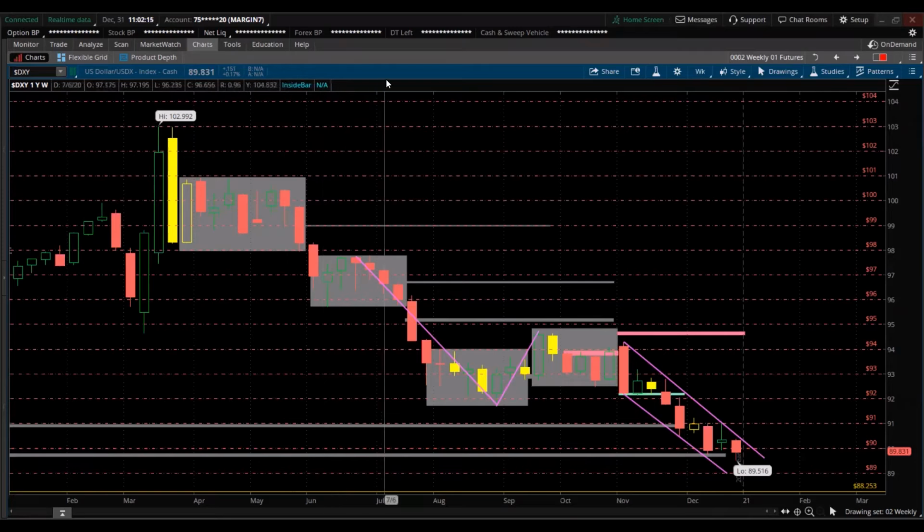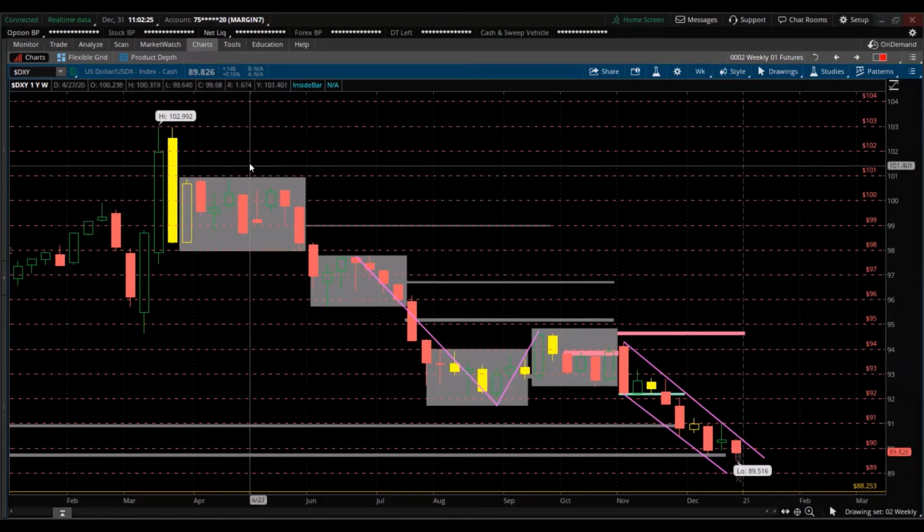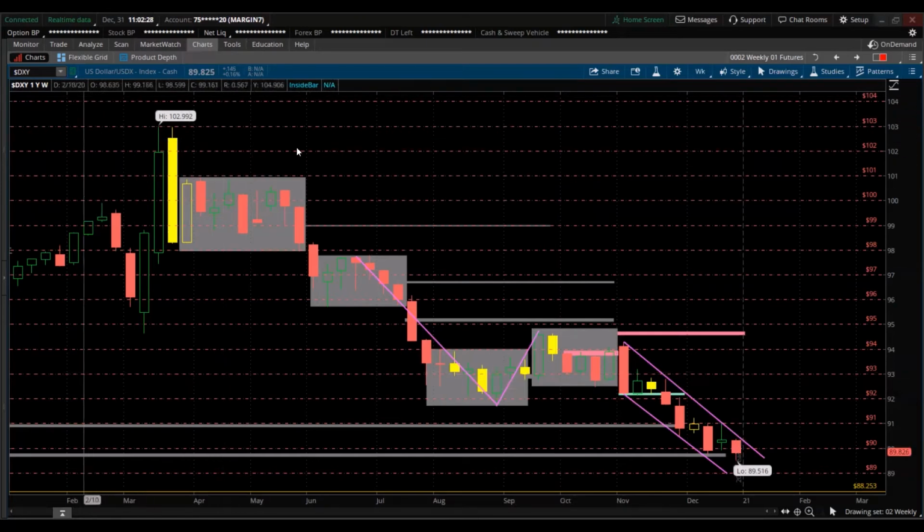Currencies. We're looking at the US dollar index. Each candle is a week. This is a short week because the markets close this Friday. The US dollar index is trending, and it's trending down. The US dollar is getting weaker.